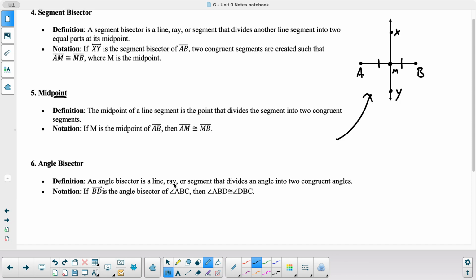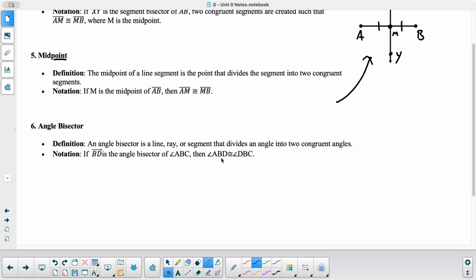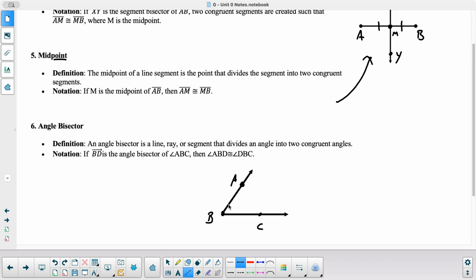An angle bisector is a line, ray, or segment that divides an angle into two congruent angles. So let's use this notation here. If BD is the angle bisector of angle ABC, so let's do it here. Here's angle ABC. So remember, put the vertex in the middle. B is right there. And if I have an angle bisector, it's going to cut this right in the middle.